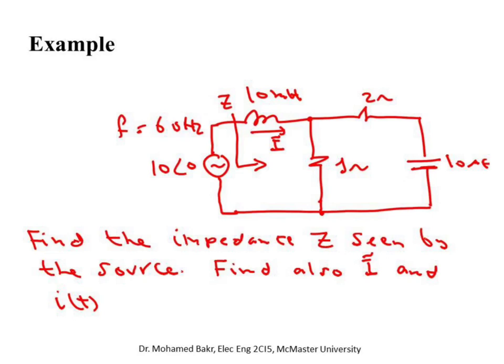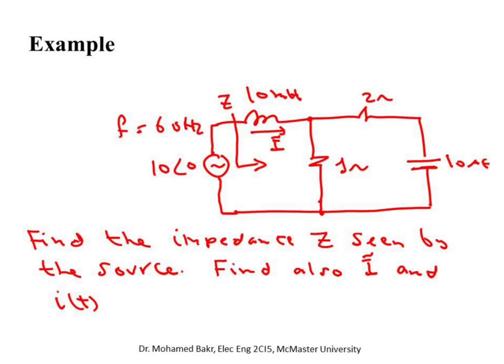Okay, let's take a look at one example here. We have a circuit. This is a resistor in series with a capacitor, in parallel with another resistor, in series with an inductor. The frequency is 60 Hz. This source here is 10 angle 0, so it's 10 cosine omega t, and omega is 2 pi multiplied by 60 Hz. We'd like to calculate the input impedance.